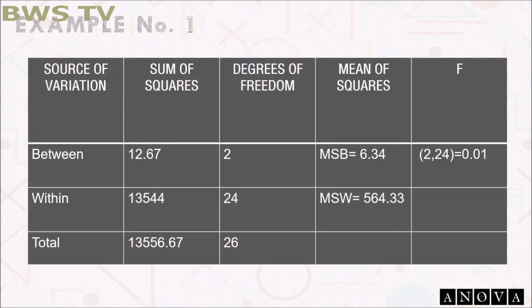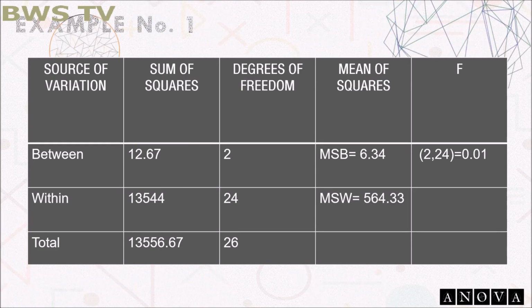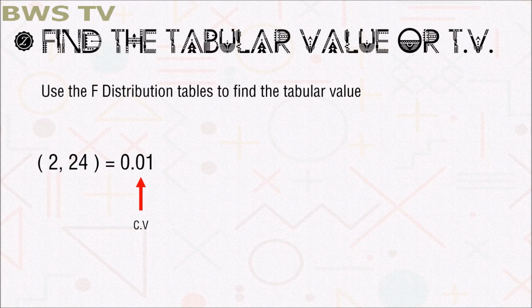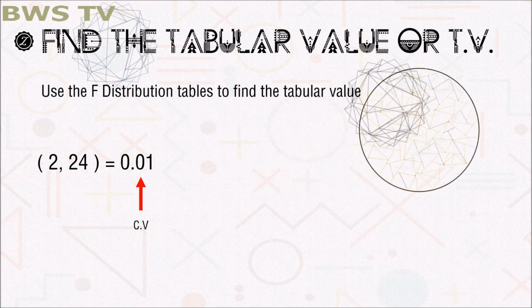Now, the table should look like this after you have solved for everything. You can check your answers, pause the video. Now, after you've checked your answers, let's go to the next part. In the next part, we have to find the tabular value. All we need to do is to use the F distribution tables and the values of DFB and DFW to find out the TV.